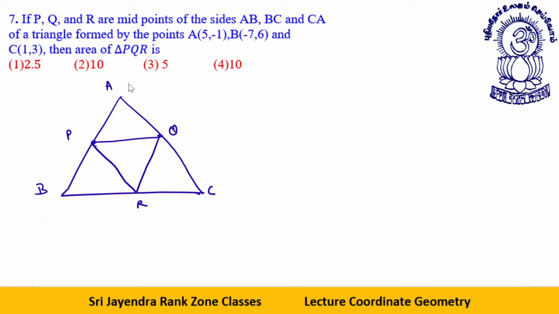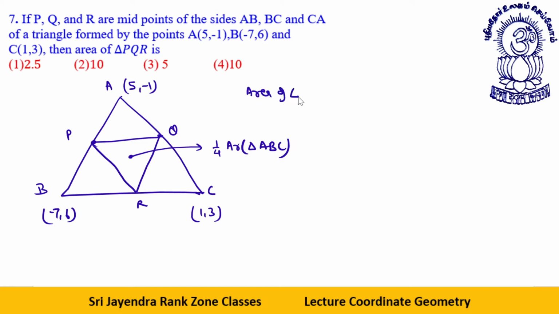The point A is 5, comma minus 1. The point B is minus 7, comma 6. And lastly, point C is 1, comma 3. You have to tell the area of triangle PQR. What will be the area of triangle PQR? It will be 1 by 4 of the area of triangle ABC. So let's find the area of triangle ABC. Area of triangle ABC, that will be what? Half.